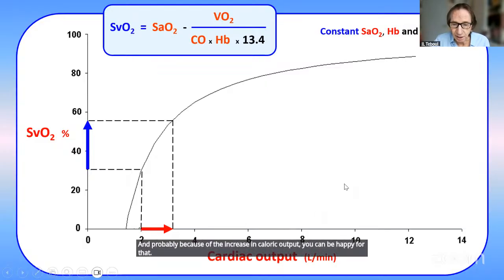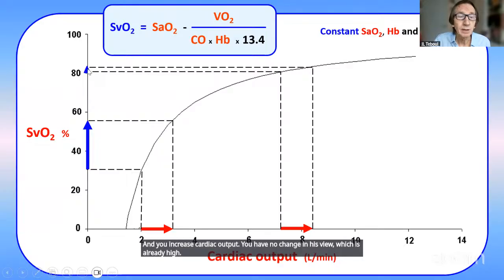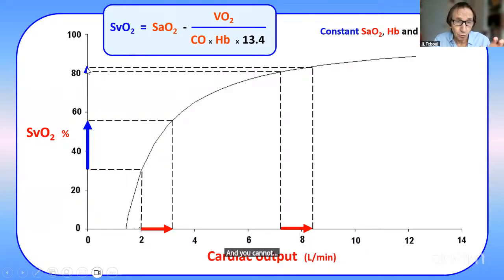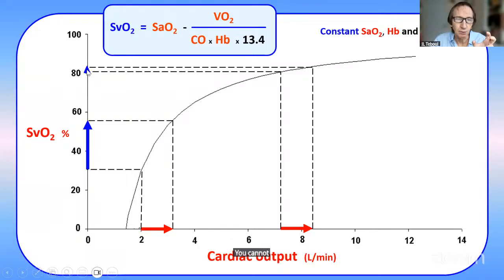But if you start from an already high cardiac output and you increase cardiac output, you have no change in SVO2, which is already high. And if you follow only the changes in SVO2 because you have no cardiac output monitor, you cannot say, okay, my SVO2 did not change, so probably cardiac output did not change. No, cardiac output could have changed a lot, but you are on this flat part of this relationship.